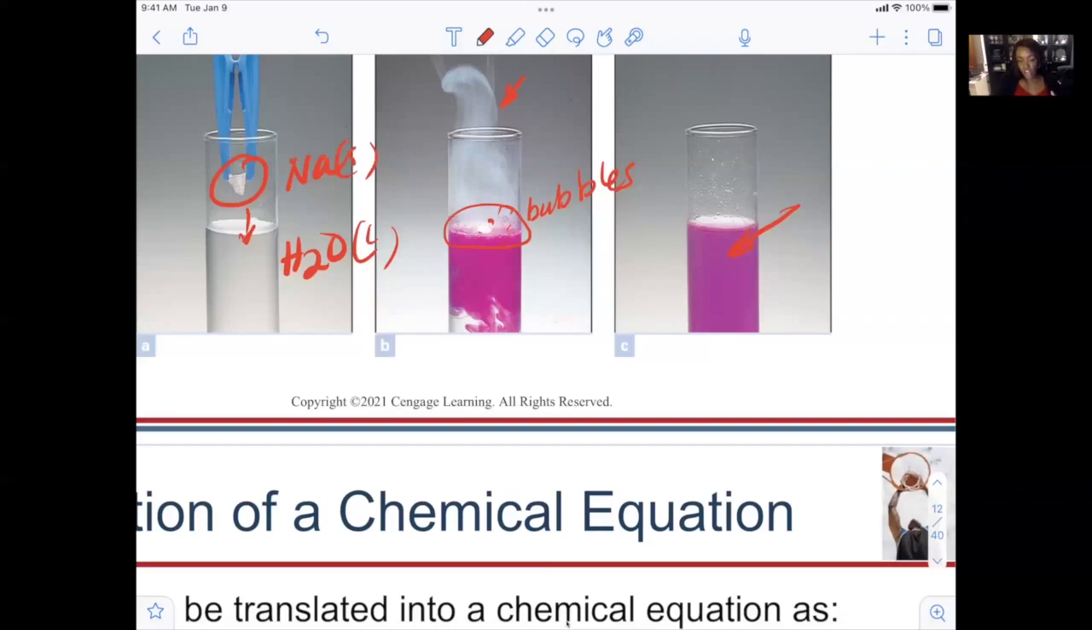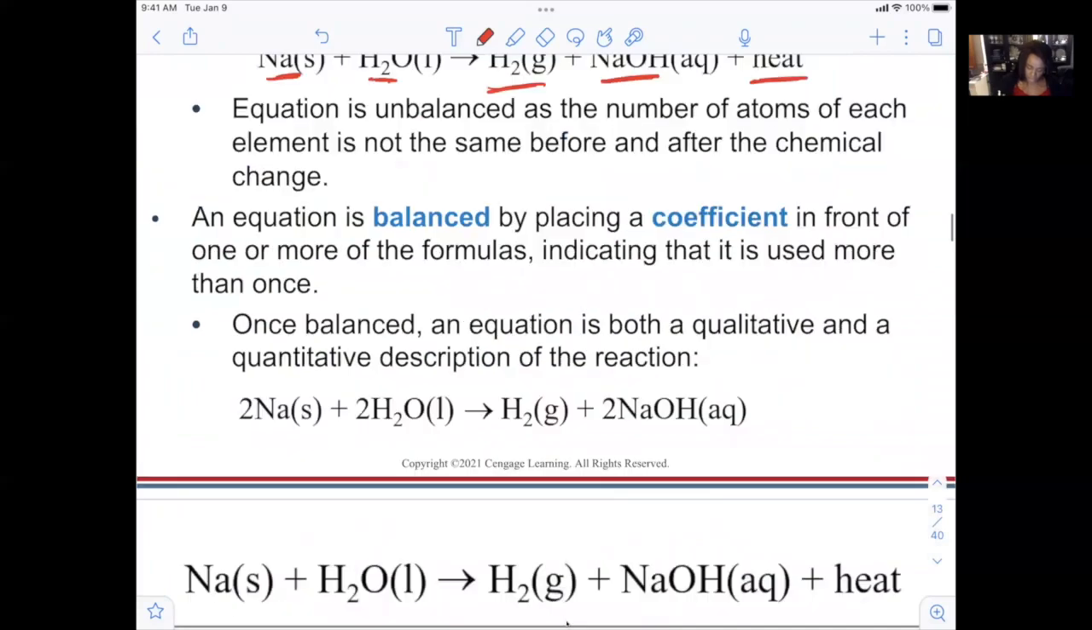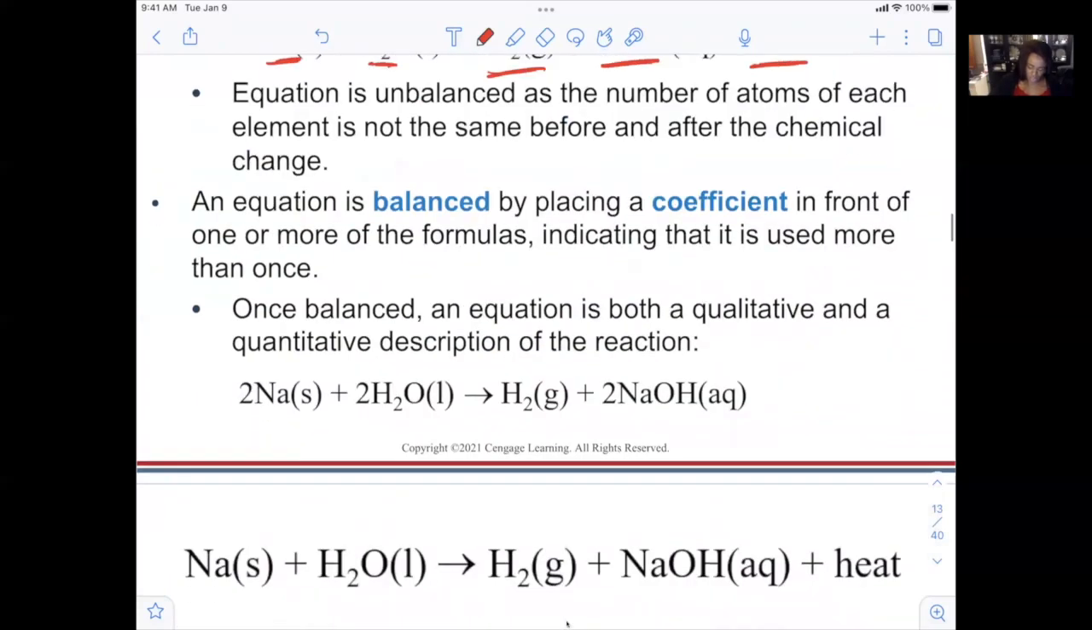So you want to approach that cautiously because of the heat that got released. Okay, let's see right here. So we're going to be working on balancing the equation.